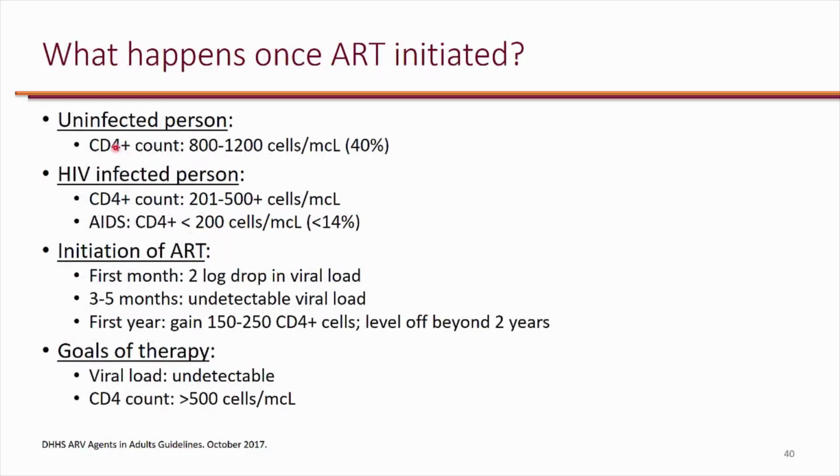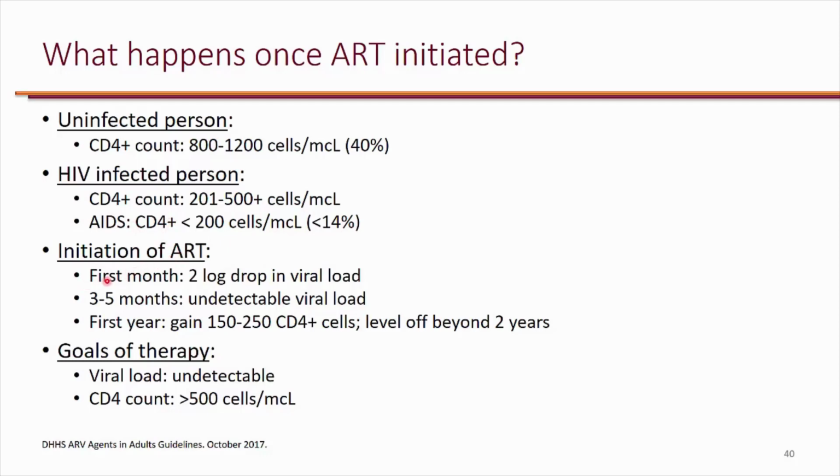Now, in an uninfected person, CD4 count is typically 800 to 1200, which is 40% of the lymphocytes. Once somebody gets HIV, then it would be something between 200 to 500 something, but it gradually goes down from this normal range. And of course, by definition, if someone has AIDS, it will be less than 200 or less than 14%. So the question is, what happens once we actually initiate ART?